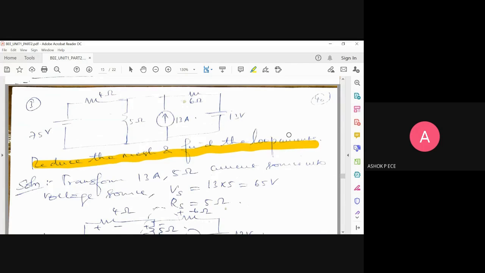How many loops are there in the circuit actually? What you see? 4, sir. I am asking independent loops. There are no overlapping. How many are there? 3, sir. You could see three, right? This one and this one.